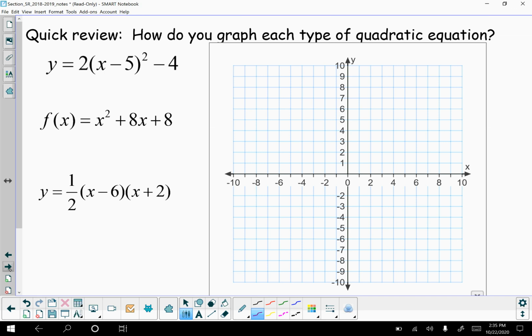All right, so quick review. This one would have a vertex at 5, negative 4. So 5, negative 4 is down here. And if I pattern graph, it's not going to pattern graph as 1, 3, 5. It's 2, 6, 10. So I'm going to go right one up 2, left one up 2, right one up 6, left one up 6, and so on and so forth.